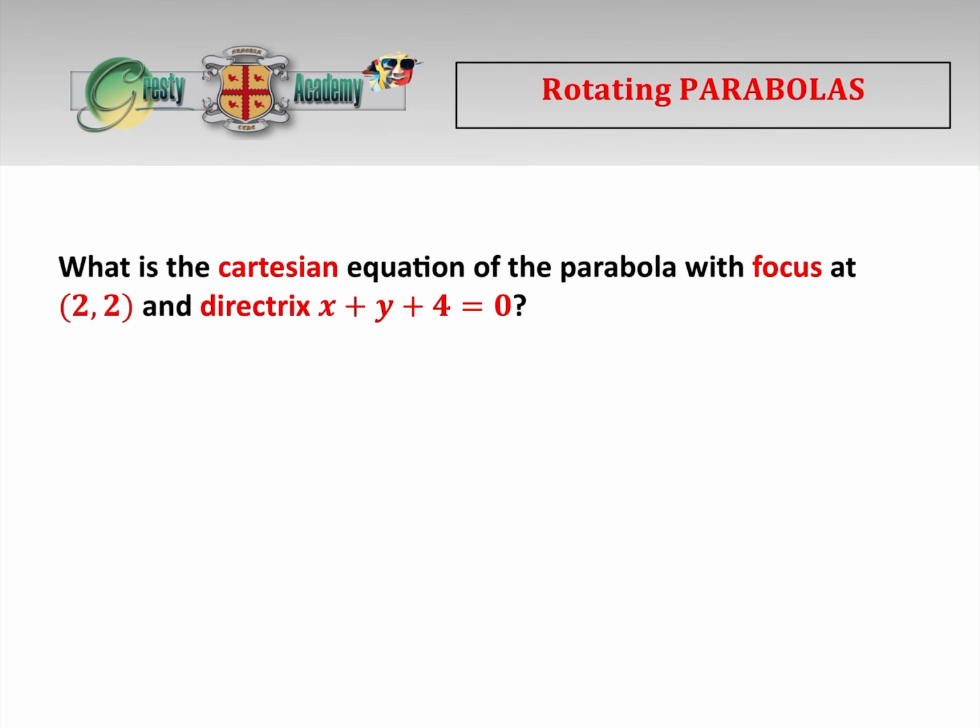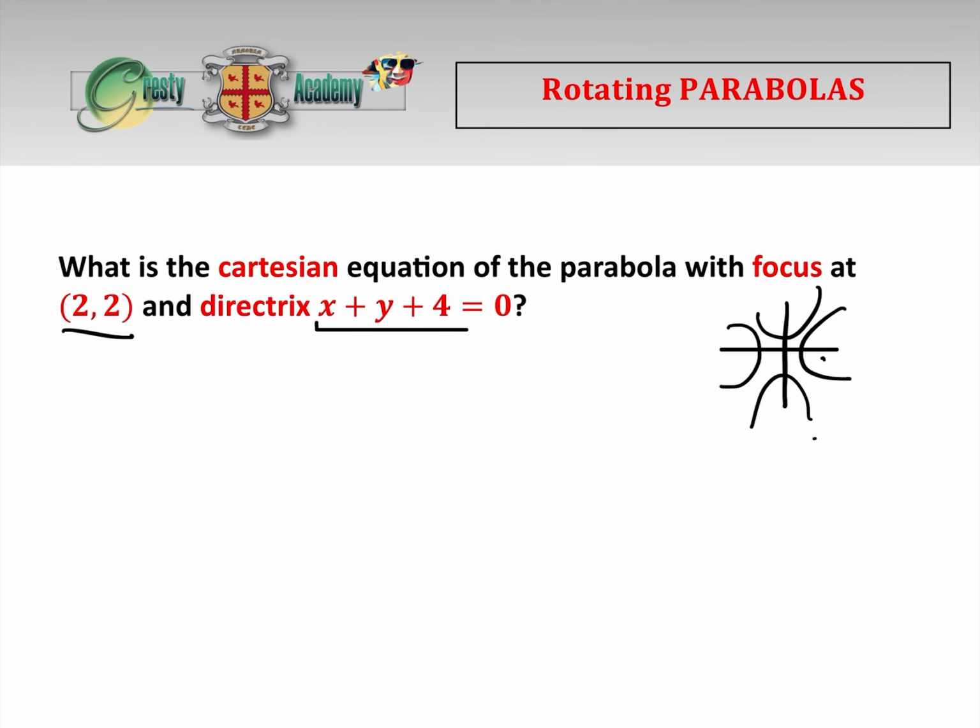This is a really cool question because it's dealing with rotating parabolas, and the way we're going to do this is by using a matrix. So basically what it's asking is the Cartesian equation of the parabola with focus (2, 2) and directrix x + y + 4 = 0, which means that the directrix is not horizontal or vertical, which means that the parabola by definition will not be one of these four.